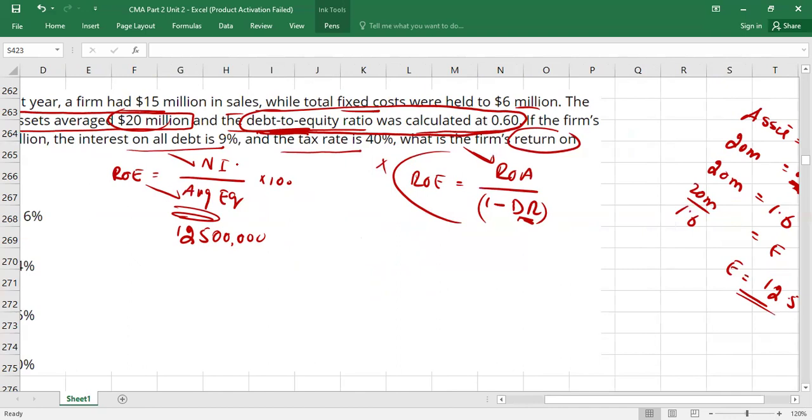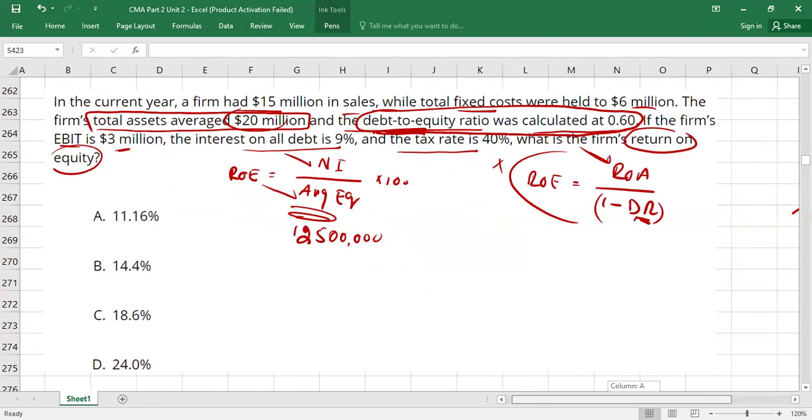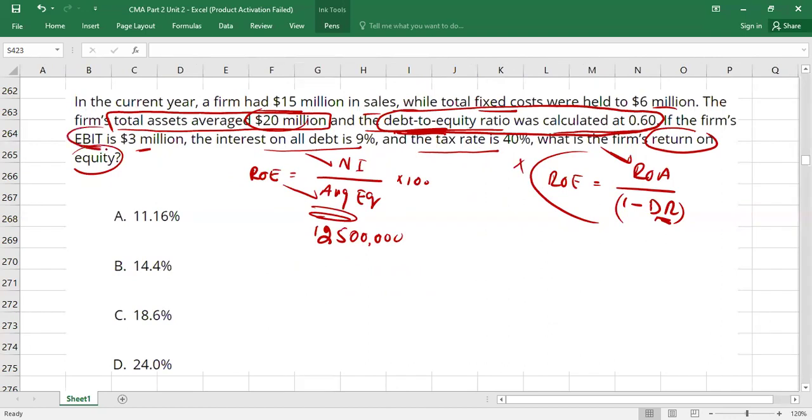Now net income I can calculate. How can I calculate the net income? In the question, he told you the EBIT value. So if I write it here, EBIT, which is 3 million. I'll write the complete value. And from it, I'll deduct interest expense. So then what?